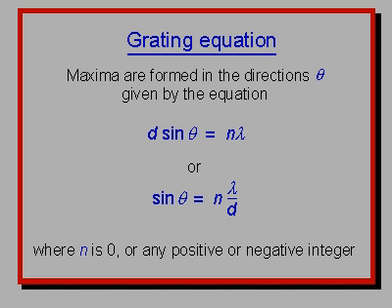The grating equation summarises the situation succinctly. Maxima are formed in the directions theta given by the equation d sine theta equals n lambda, where n, the order of the interference, is 0 or any positive or negative integer.